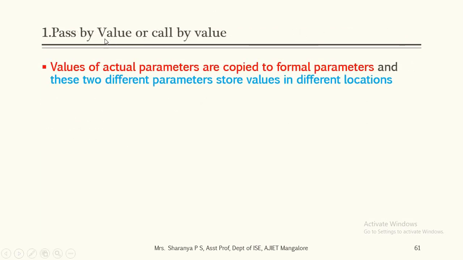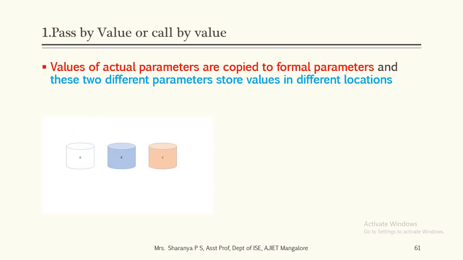First, what is meant by pass by value? As the name indicates, it is connected to the value. This pass by value is also called call by value. Here, the values of the actual parameters are copied to the formal parameters. I hope it is clear what actual parameters and formal parameters are. Just as a recall, actual parameters are the parameters present in the function call, normally in the main function, and formal parameters are present in the function definition. So here, the values are copied and these two different parameters store the values in different locations. In two different locations, these values are copied and referred to by two parameters.